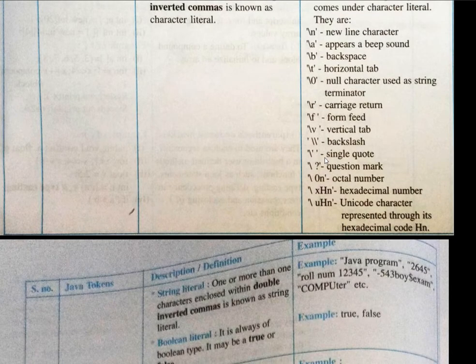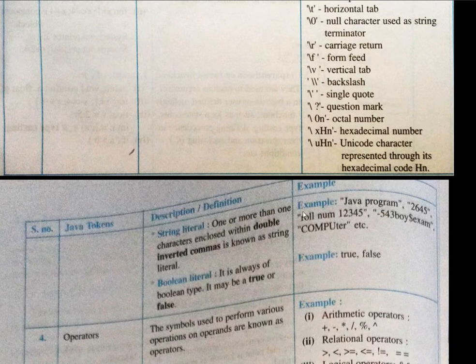Now the next thing is the string literal. As I have already described, one or more than one character enclosed with double inverted commas or double quotes is known as the string literal. So how are you able to recognize the string literal? With the help of the double inverted comma.